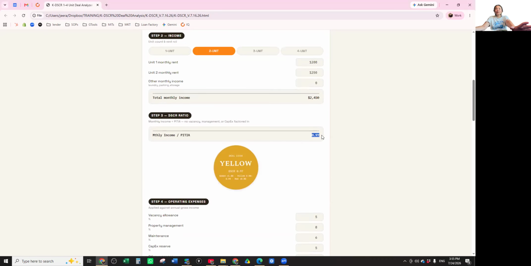So we come down to the actual ratio, 0.97. This yellow color is telling you to be careful. The DSCR minimum ratio is 1.